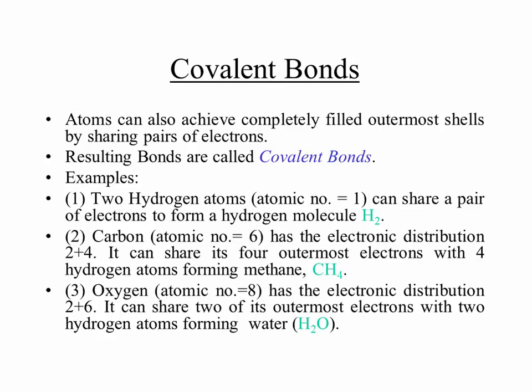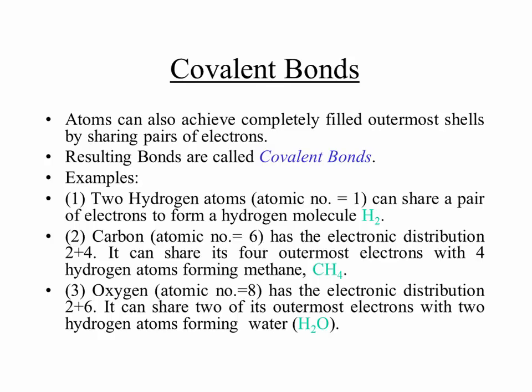So some examples of that, for example, two hydrogen atoms. Hydrogen has an atomic number of 1, so it has only 1 electron in its outermost shell. So two hydrogen atoms could share a pair of electrons between them and form a hydrogen molecule.